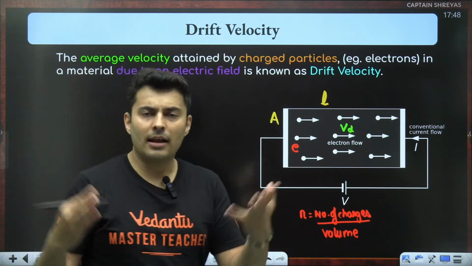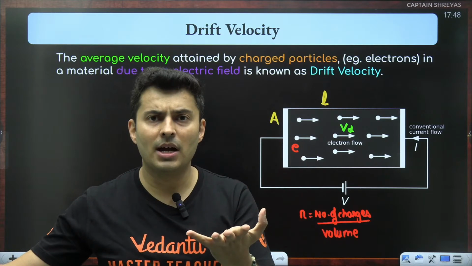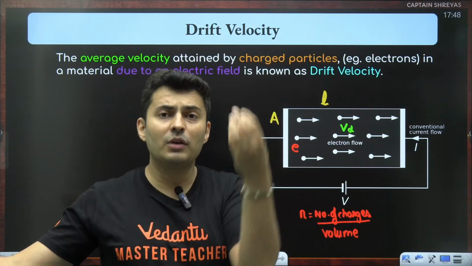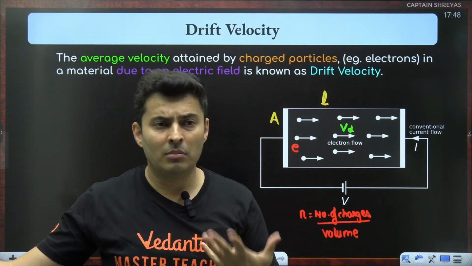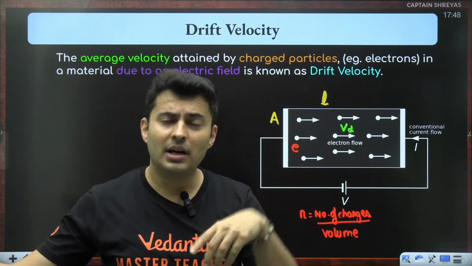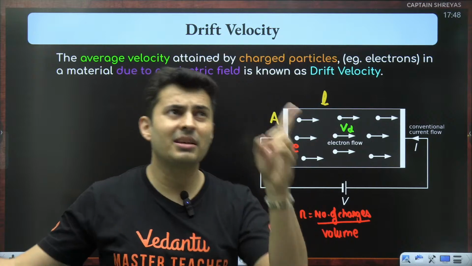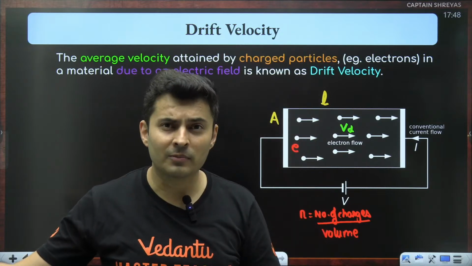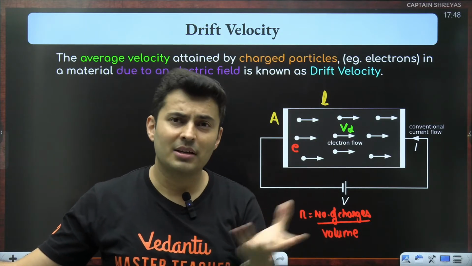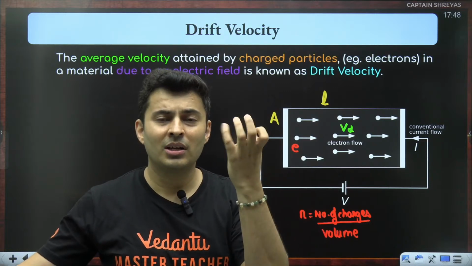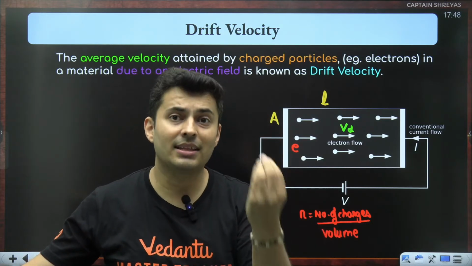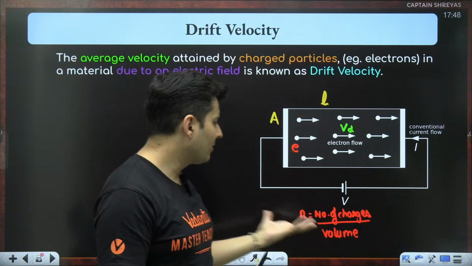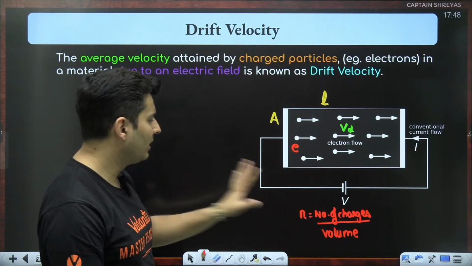Now this small n can be calculated if you know the density, the molecular mass, and how many charges there are per atom. Maybe copper gives 1 electron as a free electron. So in 1 mole, how many copper atoms are there? Each copper atom is giving 1 electron free, so in 1 mole, 6 into 10 to the power 23 electrons are free. And we know the molecular mass of copper, so then we can calculate how many electrons there are in 1 meter cube of copper. That calculation can be done, or maybe it is already given to you. Most of the times it is given to you.